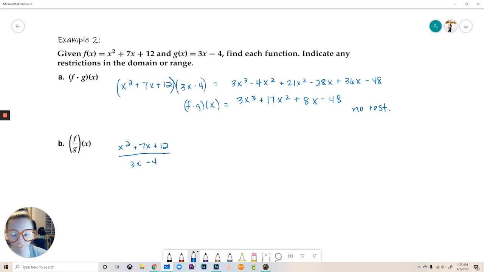We do have a restriction here, though. The denominator, 3x minus 4, is not allowed to equal 0, because we can't divide anything by 0. We can't put something into 0 groups. So 3x equals 4, x equals 4/3. So we cannot have x equal to 4/3. Your domain restriction is 4/3, which means x cannot be 4/3.